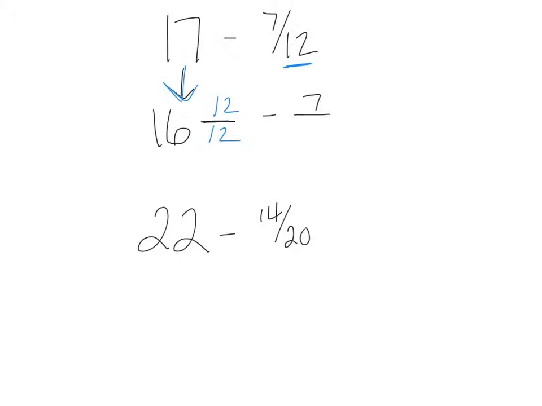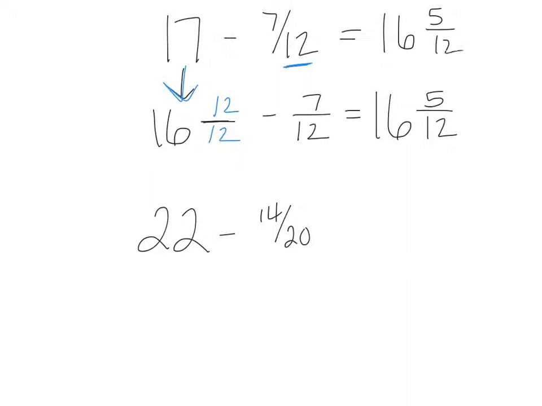But now I can actually subtract the fraction. 12 minus 7 is 5 twelfths. 16 minus no whole number is going to be equal to 16. So 17 minus 7 twelfths is 16 5 twelfths.